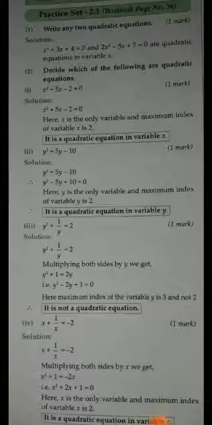Now y square plus 1 by y will be multiplied by y, and on the other side, 2 will be multiplied by y. Now y square multiplied by y, you will get y cube, and 1 by y multiplied by y will get cancelled, 1 will remain, and that is equals to 2 multiplied by y, 2y you will get. Now by seeing the equation itself, you will come to know that this is not a quadratic equation. Why? Because the maximum index is 3, not 2. So your equation y square plus 1 by y is equals to 2 is not a quadratic equation.